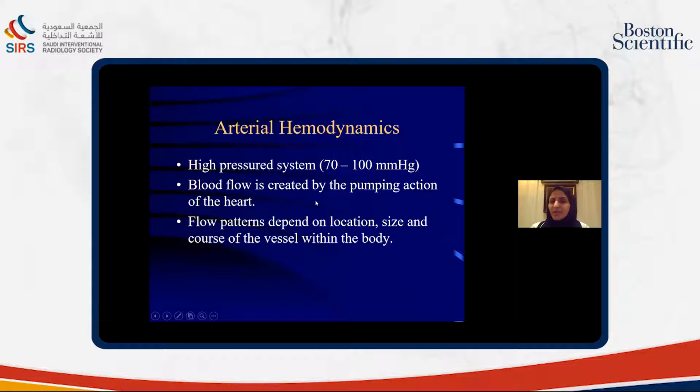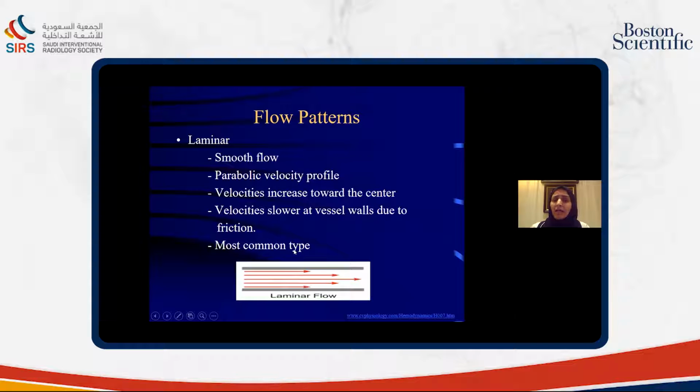Blood flow is created by the pumping action of the heart. Flow pattern depends on location, on the size and the course of the vessels within the body. We have different types of flow patterns. We have what we call laminar flow.